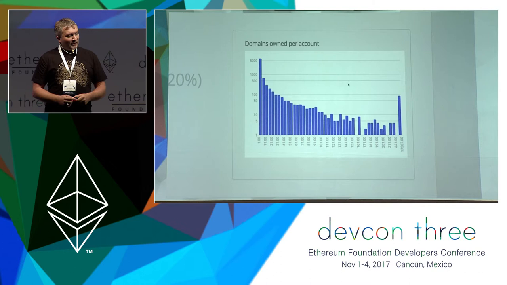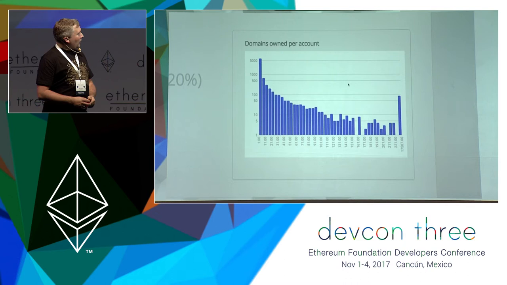And from the histogram here, you can see that the vast majority of accounts, over 5,000 of them, own no more than five names, with a long tail distribution continuing off all the way to the largest ENS name whale here at 17,507 names.